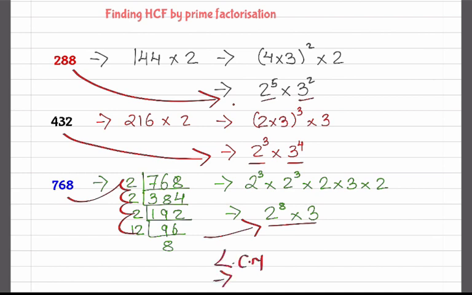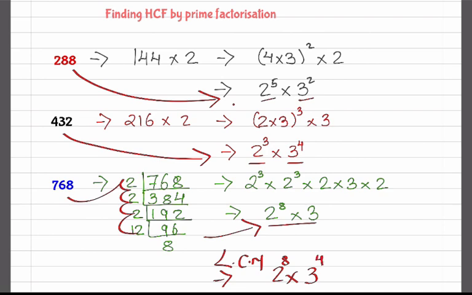So how do I find out LCM? Write the distinct numbers that you can see. I can see a 2, I can see a 3 here. Then what is the highest power of 2 that you can see? It's 8 here, so I'll write an 8 here. What is the highest power of 3 that you can see? That is nothing but 4.